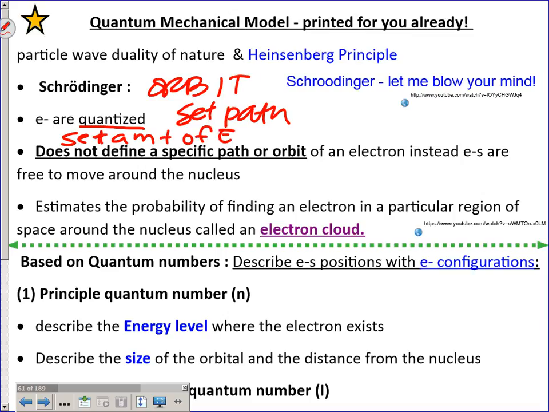He said, yes, Bohr, we agree with you. They have a set amount of energy that they can kind of just naturally have. But they don't move in set paths. He said they move in orbitals. So Schrodinger's quantum mechanical model doesn't say they have a set path or orbit. Instead, they are free to move around the nucleus in electron clouds.